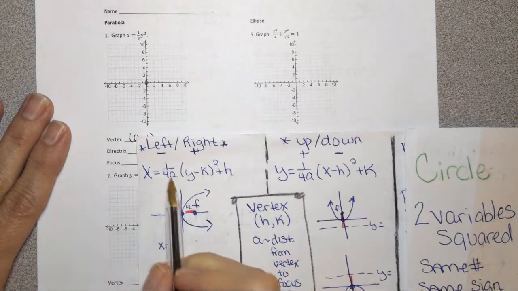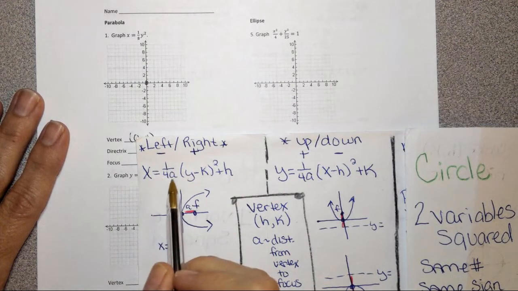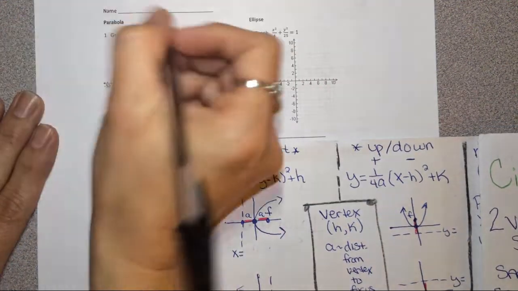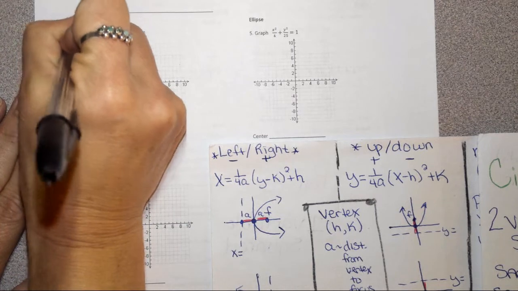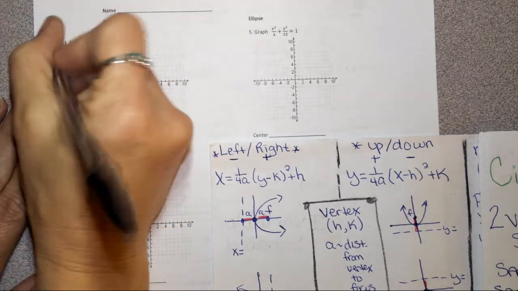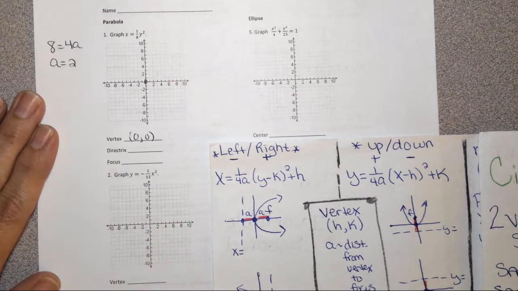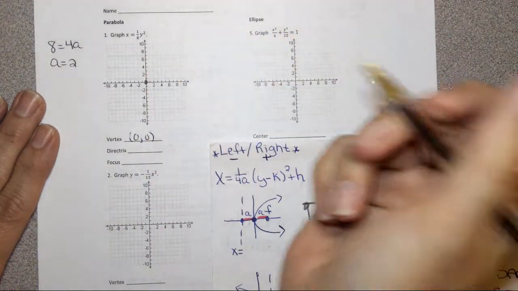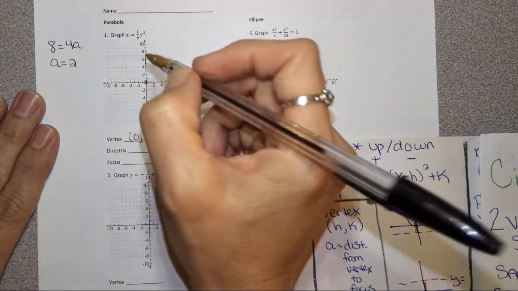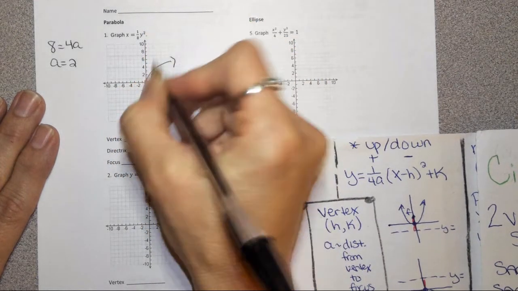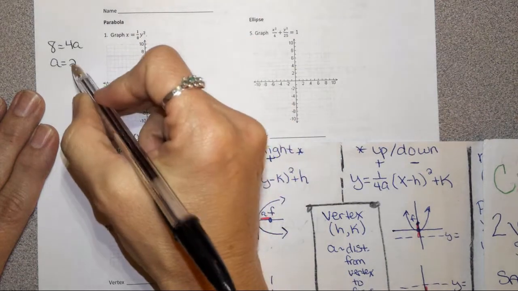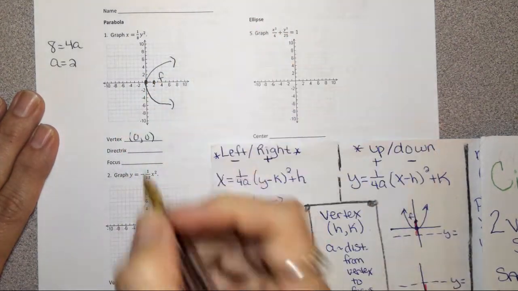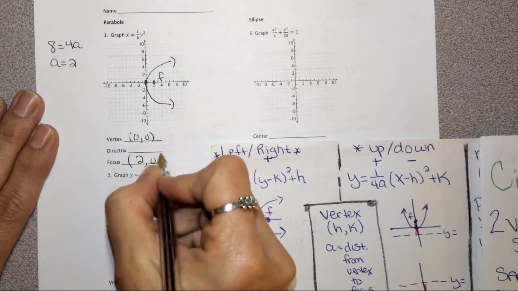I remember also from my formula that the fraction out front, the denominator is always equal to 1 over 4 times a. So that means that 8 equals 4 times a, so a equals 2. And a is the distance from the vertex to the focus and from the vertex to the directrix. Because this one opens to the right, I can go ahead and do this. And then I'm going to go 2 units inside of the parabola, 1, 2. So that's my focus. So my focus is at 2, 0.